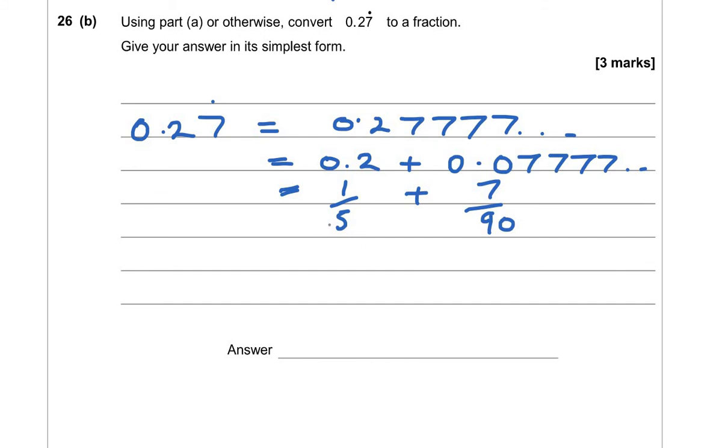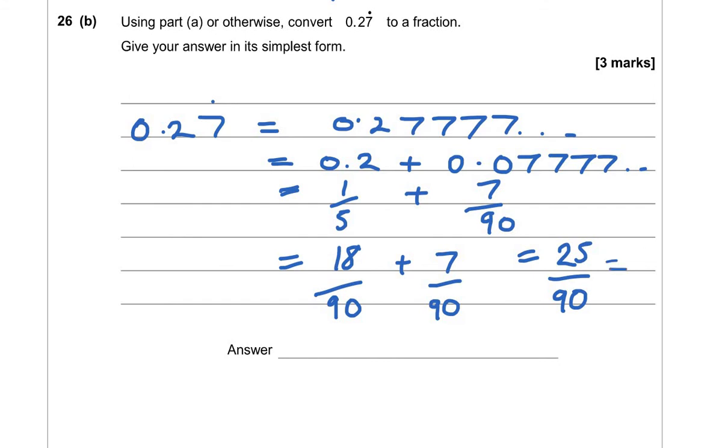Well, how can we do that? So we need to change 1/5 into something over 90, and we can do that by multiplying by 18. So this is the same as 18 over 90 plus 7 over 90, which equals 25 over 90. And does this simplify? Well, we can divide by 5, and 90 divided by 5 is 18, as we've just done. So 5/18 is our answer.